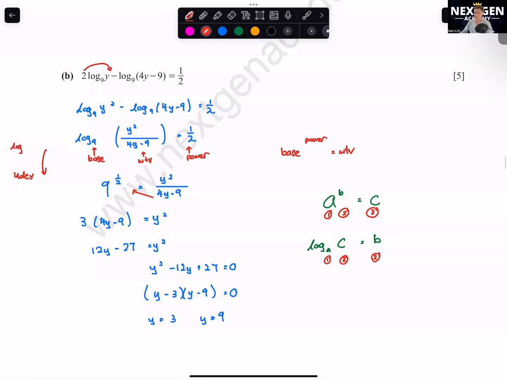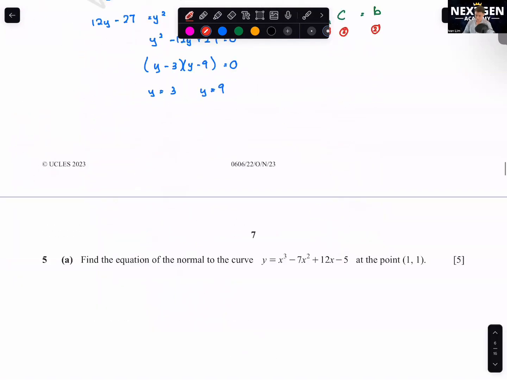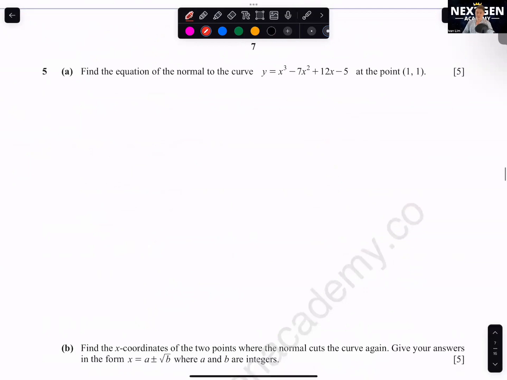If you all are good, type 5 in the chat. This is question 4. I think this paper honestly is very, very easy. I also don't know why.